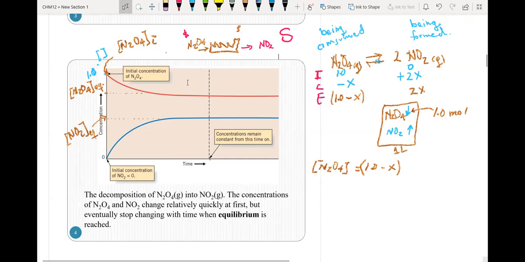Why? Because the reaction is not producing all that you want. In an ideal situation, in a reaction that goes to completion, if the reaction goes only one way, like for example combustion, CH4 plus O2 to form CO2 plus water, H2O.